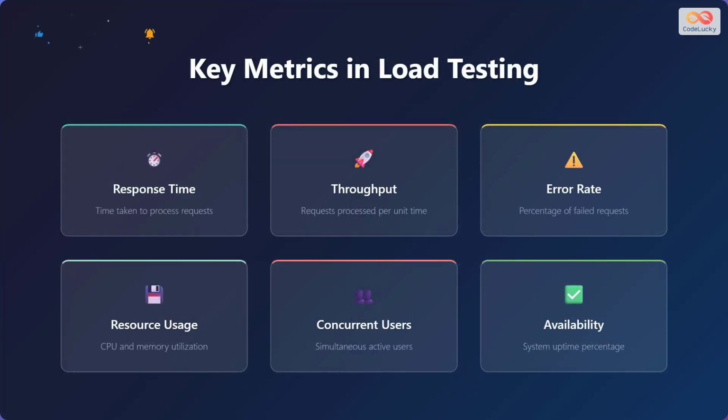When conducting load tests, there are several key metrics to keep an eye on. These metrics help you understand how well your system is performing. The first is response time, which is the time taken to process requests. Then throughput, which measures the requests processed per unit of time. The error rate is another important metric, representing the percentage of failed requests. Also monitor resource usage, tracking CPU and memory utilization. You need to track the number of concurrent users, or simultaneous active users on the system. And availability, showing the system's uptime percentage.